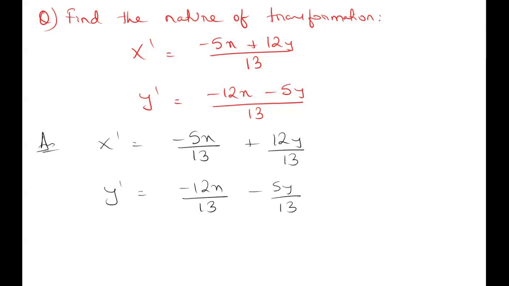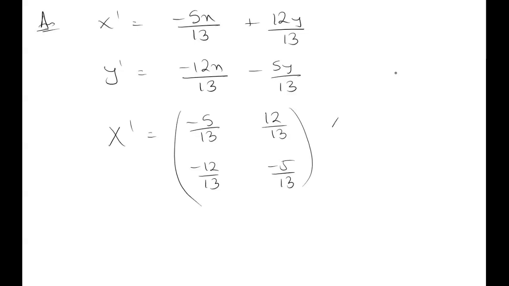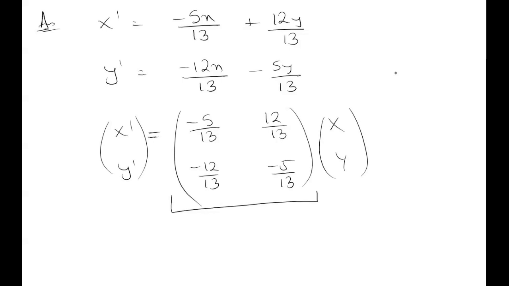Now, in the form of an equation, I can write that x dash, y dash equals the matrix minus 5 by 13, 12 by 13, minus 12 by 13, and minus 5 by 13, multiplied with x and y. So I have been given a classic question where I can see that my transformation matrix looks like this, and I need to find out the nature of this matrix.